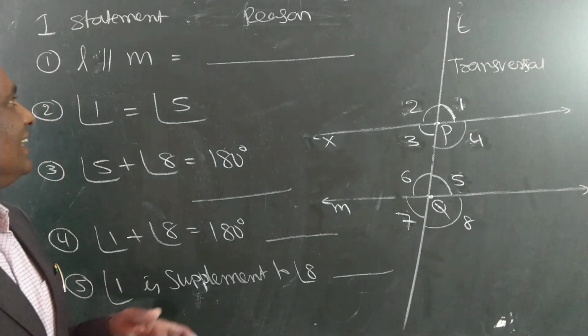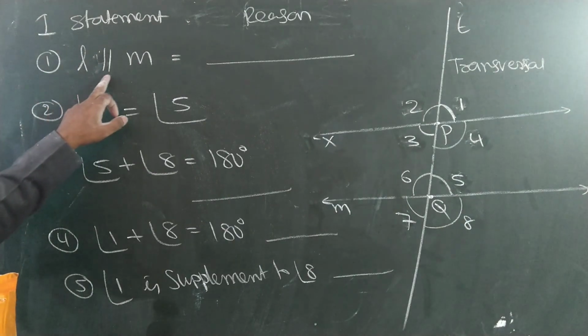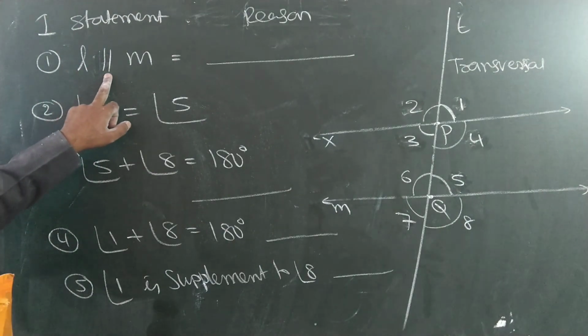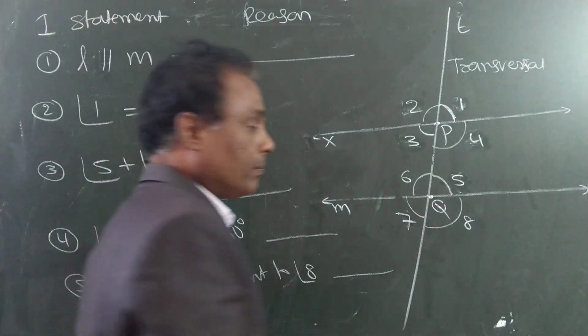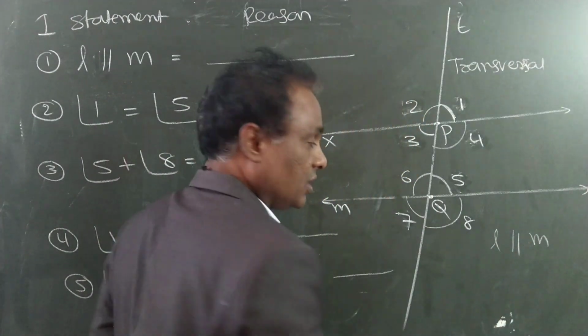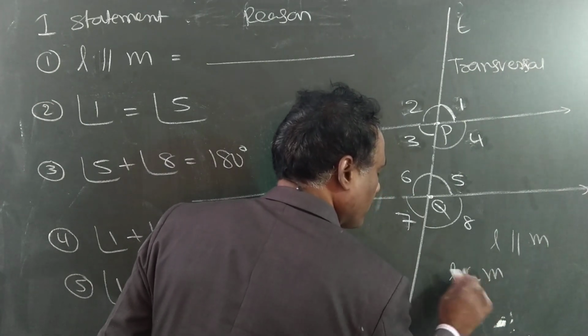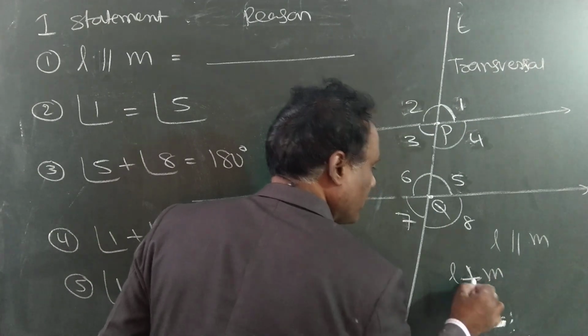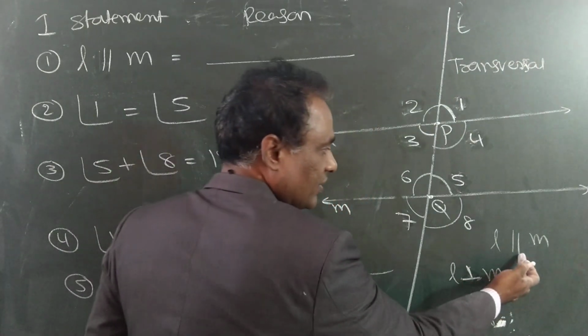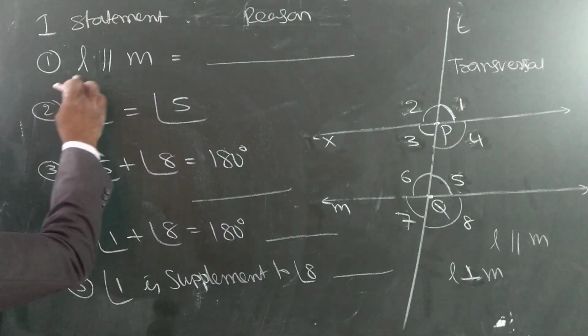See here. This is the symbol for parallel. L is parallel to M. L is a line, M is a line. If they are parallel, this is the symbol. If they are perpendicular, this is the symbol for perpendicular. You already know the parallel symbol and the perpendicular symbol. So L parallel to M.